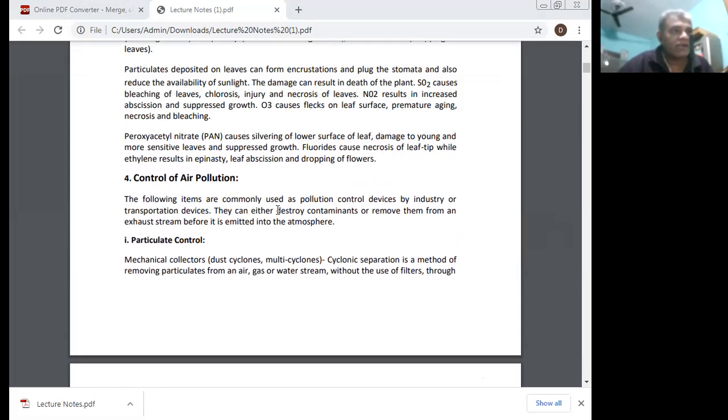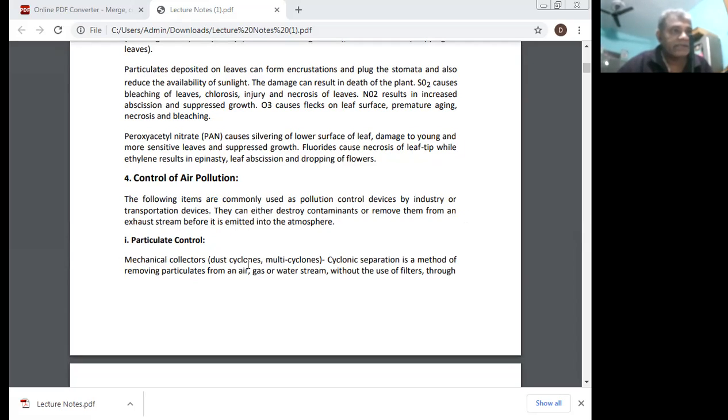The following items are commonly used as pollution control devices by industry or the transportation devices. They can either destroy contaminants or remove them from an exhaust stream before it is emitted into the atmosphere. Number one, the particulate control.